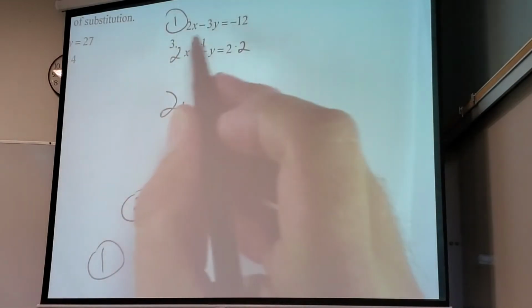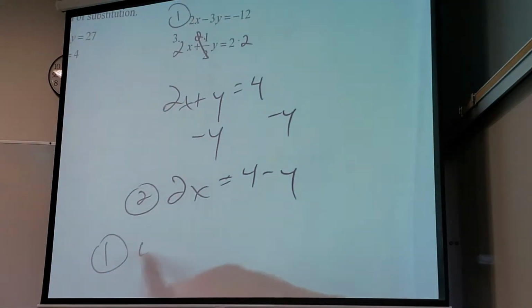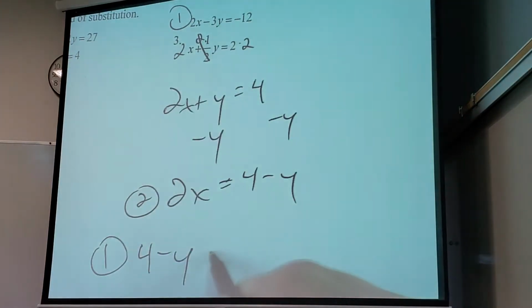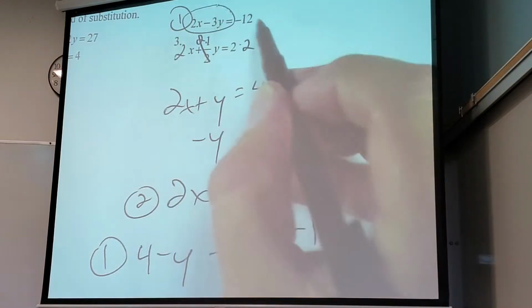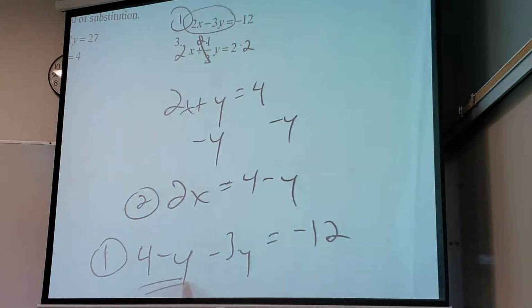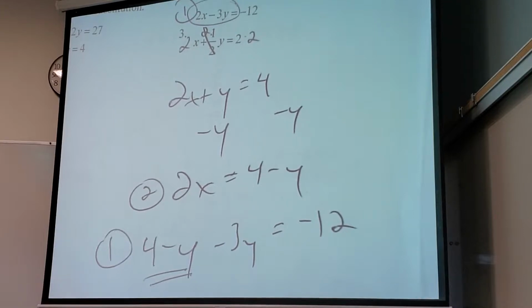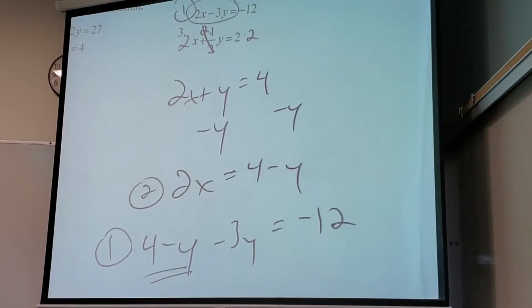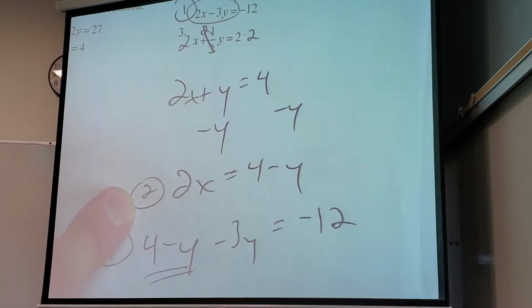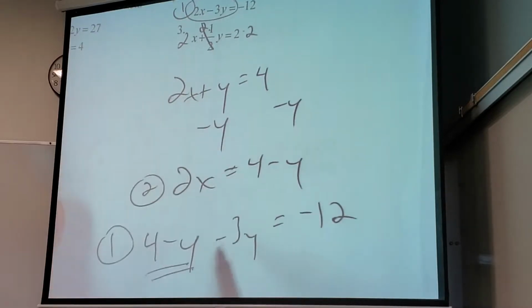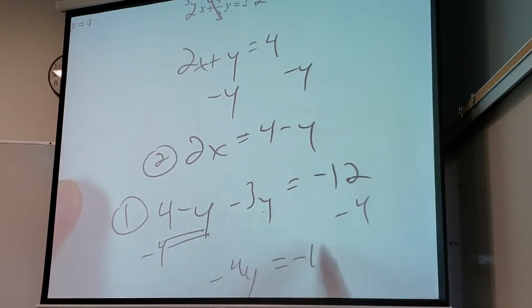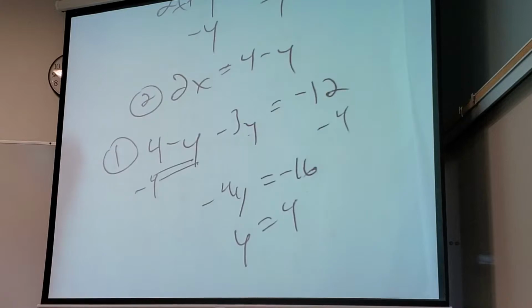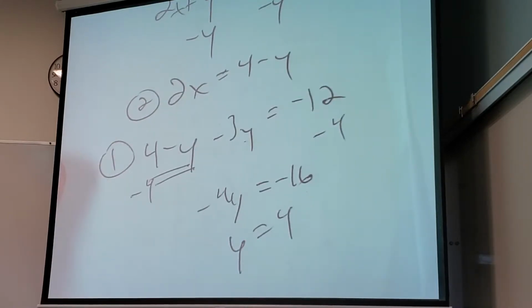So how do I rewrite the first equation now? Where I see 2x, I put 4 minus y. Keep going. Minus 3y equals negative 12. So I just wrote this here, but 2x is 4 minus y. I really want you guys to see that. I know that's true because right there it says it's true. And then if I solve this, I get y is 4. So then what's x going to be?